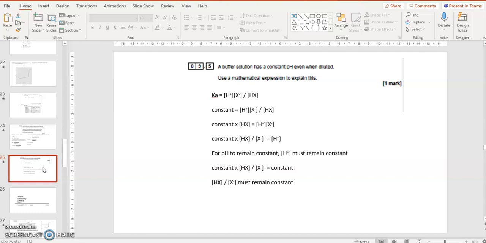So I've replaced Ka with a constant, I've replaced H plus with a constant, which means that I've got constants in there not changing, and HX divided by X minus must remain constant. A strange kind of question, that.